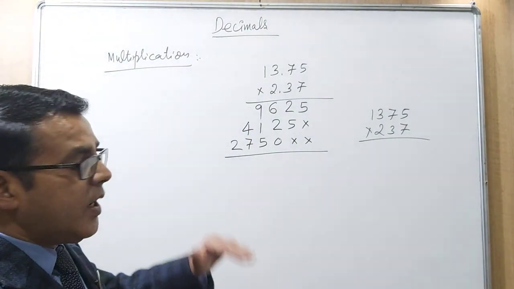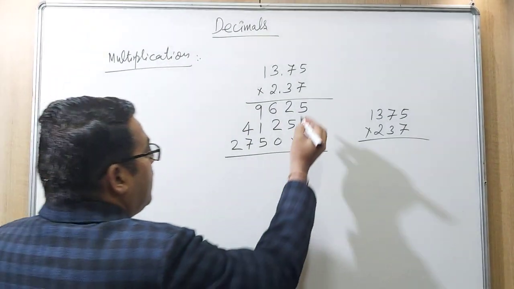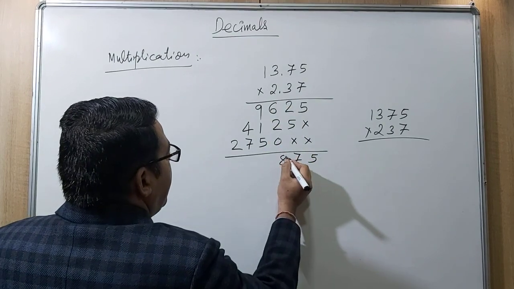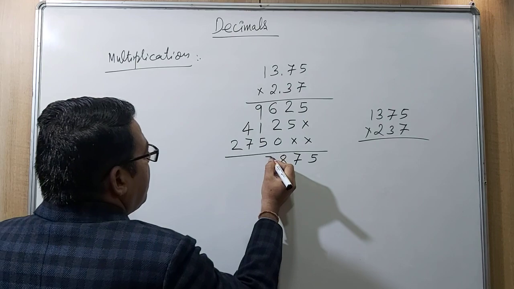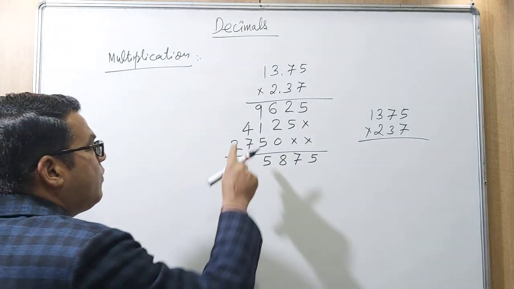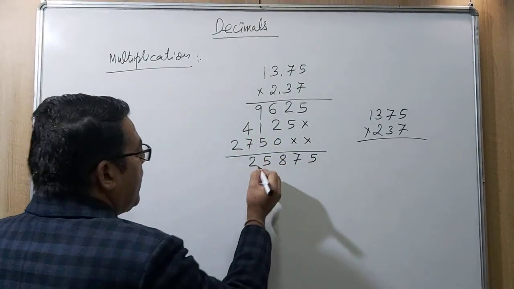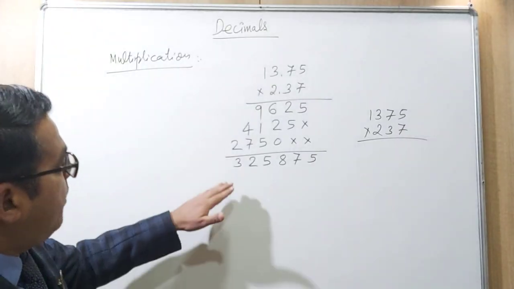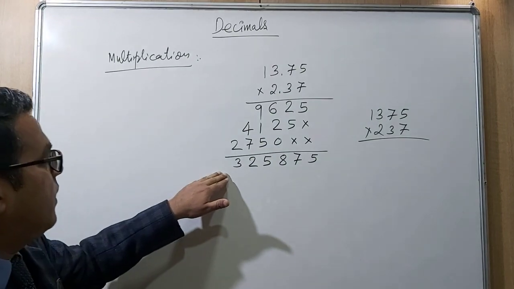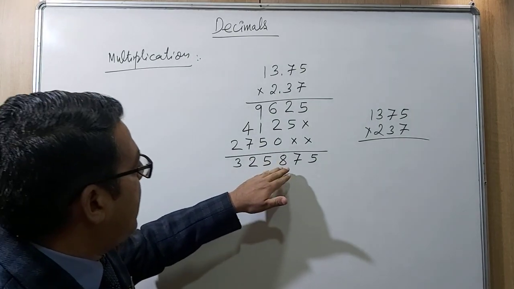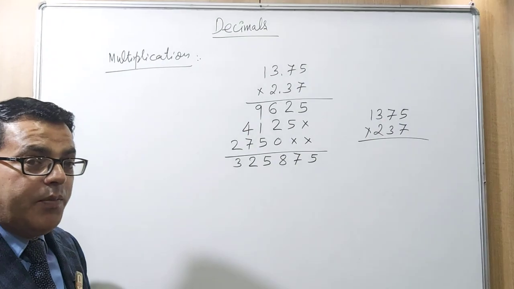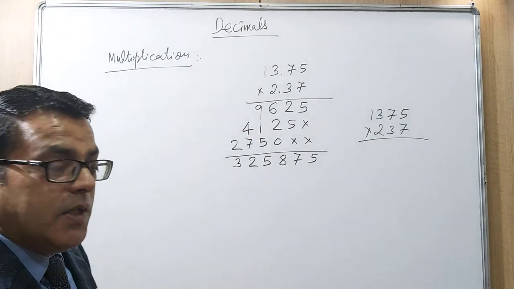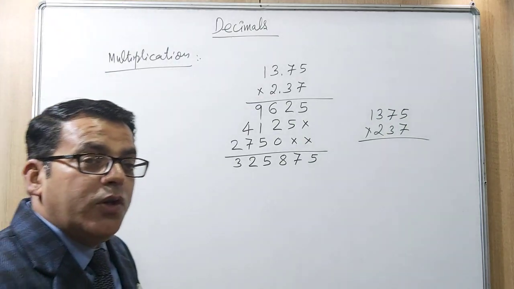Now what to do? We have to add all these things together. So 5, 7, after adding 6 and 2, 8, we know that 9 and 1, 10, 10 and 5, 15, 5 carry is 1, 4 and 1, 5, 5 and 7, 12, 2 carry is 1, 2 and 1, 3. So we have this number 3,25,875. But now we know that this is multiplication of decimals. It means in our answer the decimal point also should be there.